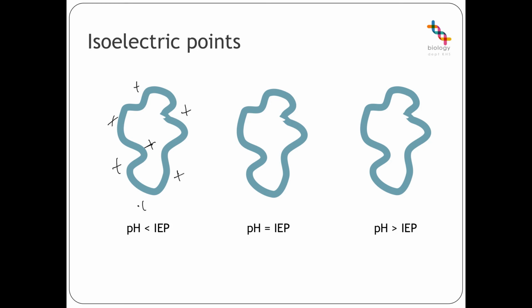So remember, these are 3D molecules, so we would expect the charges to be coming out all the way around as well. Where the pH is greater than the isoelectric point of the protein, we would tend to see overall negative charges surrounding our protein and on its surface. Whereas where our pH is the same as the IEP, then the balance of the charge tends to be a bit more even. So we would have an even number of positive and negative charges on the surface of our protein.